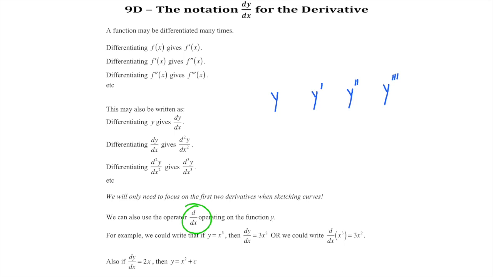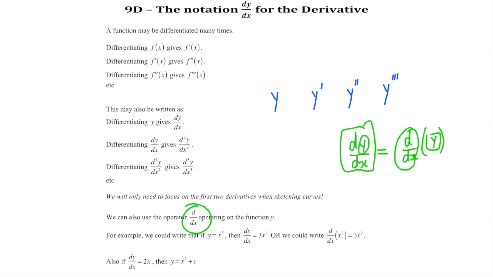If you see d over dx, when you see this, dy dx, what it actually means is d over dx of y. It means differentiate with respect to the letter x whatever y is equal to. And we don't like writing it with the brackets, so we just say dy over dx. It means differentiate with respect to x, whatever y is equal to.